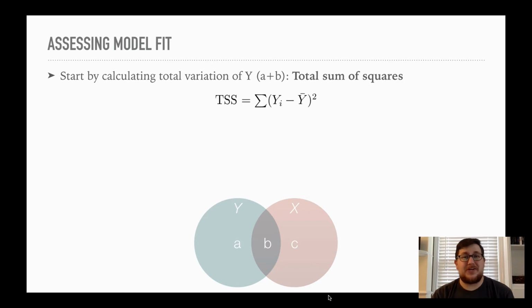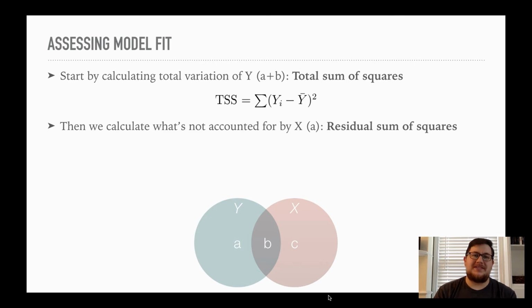It's pretty straightforward. It's just the deviation of each individual point squared, summed up. So overall, how much variation is there? That's the total sum of squares. You take y_i, that is your observation, the value of y at that observation, minus the mean of y, and then you square that. And you do that for all 173 observations in our example, and you add them up.